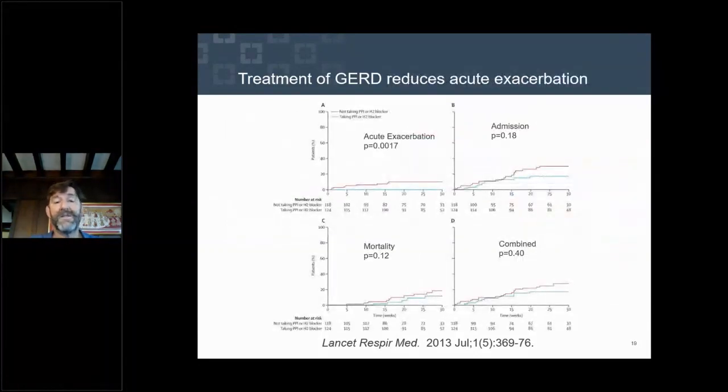Again, this shows that when they looked at the study with a PPI, it led to a reduction in acute exacerbation, which kind of makes sense. If you had a little micro aspiration of acid, you're going to injure the lung. In IPF, what did I say it is likely caused by? An inability to heal your lung. So boom, there you go. You've got injured lung that's not going to heal, you get an exacerbation if you have a micro aspiration of acid.